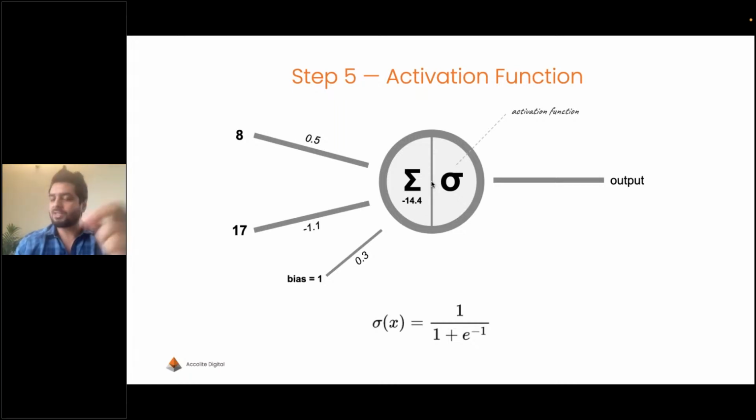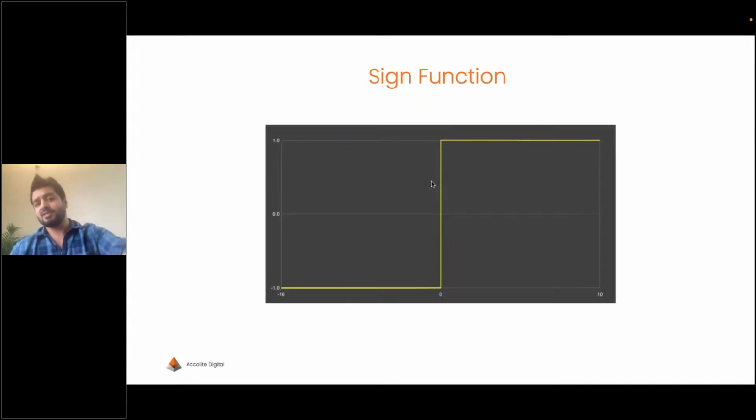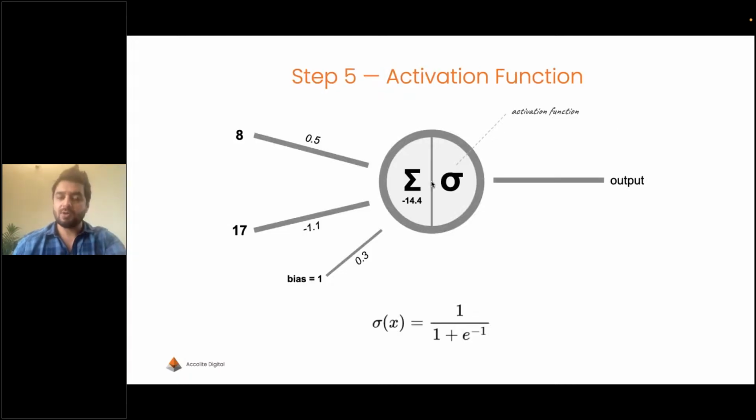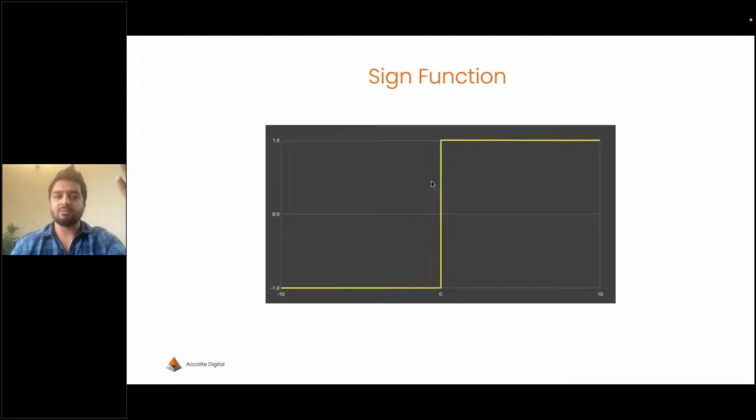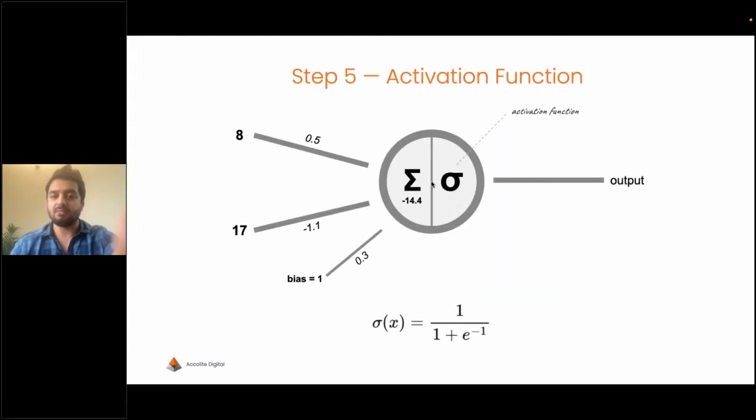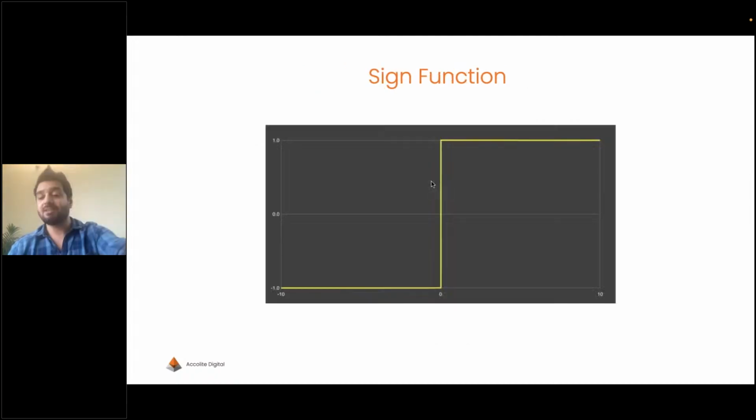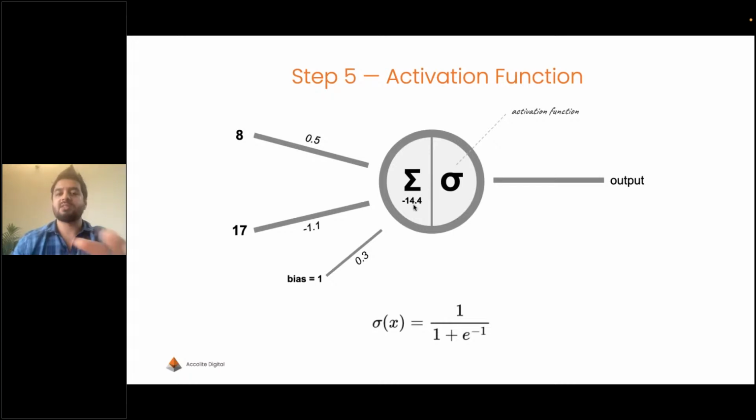But I would tell you guys to feel free to read more about it, and there are lots of different activation functions. For example, there's a sign activation function. In this case, the value which we got was minus 14.4, so it's negative. So once we run this minus 14.4 through the activation function, and if that activation function is the sign function, then we'll say the output is minus 1 or plus 1. Basically, whatever the sign of the value is, you put that to the activation function and you say the output is minus 1 or plus 1.